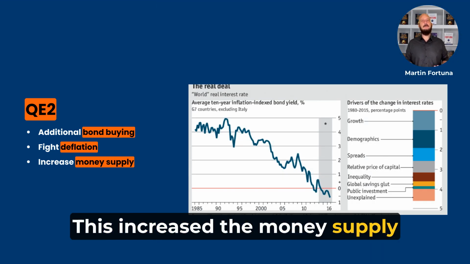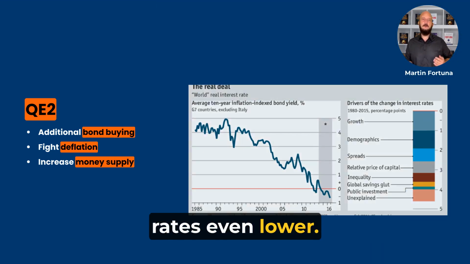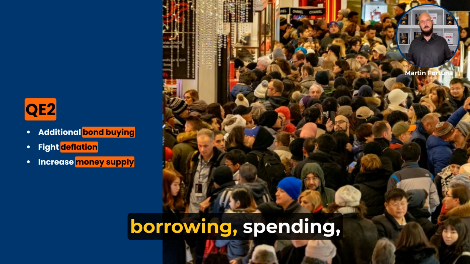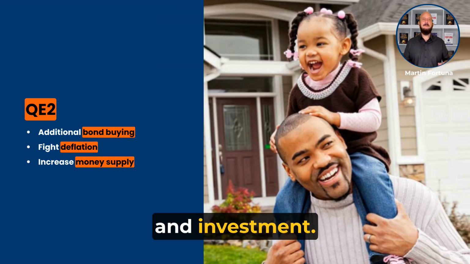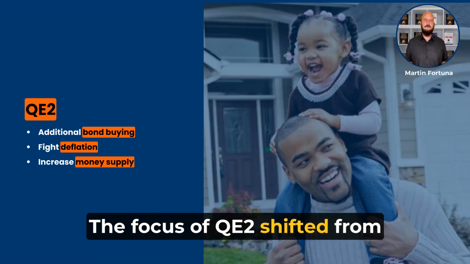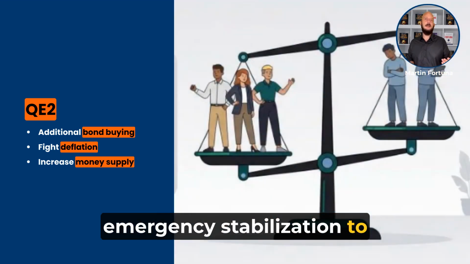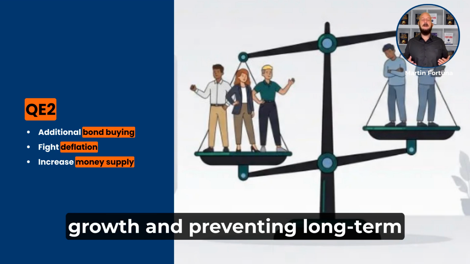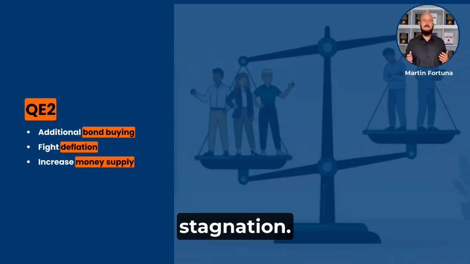This increased the money supply and pushed interest rates even lower. Lower rates encouraged borrowing, spending, and investment. The focus of QE2 shifted from emergency stabilization to actively supporting economic growth and preventing long-term stagnation.